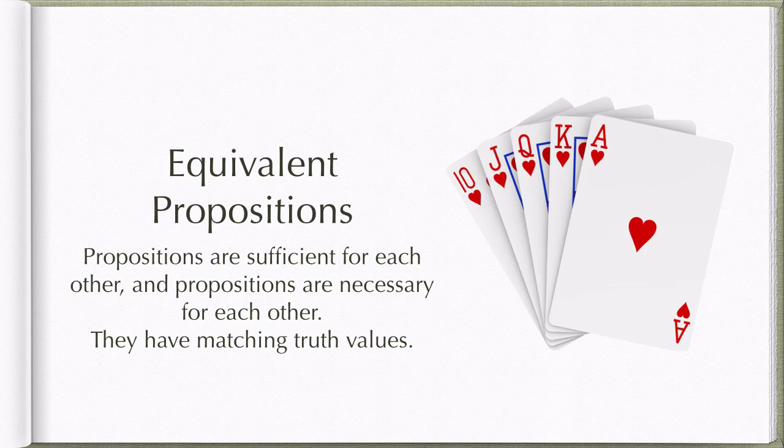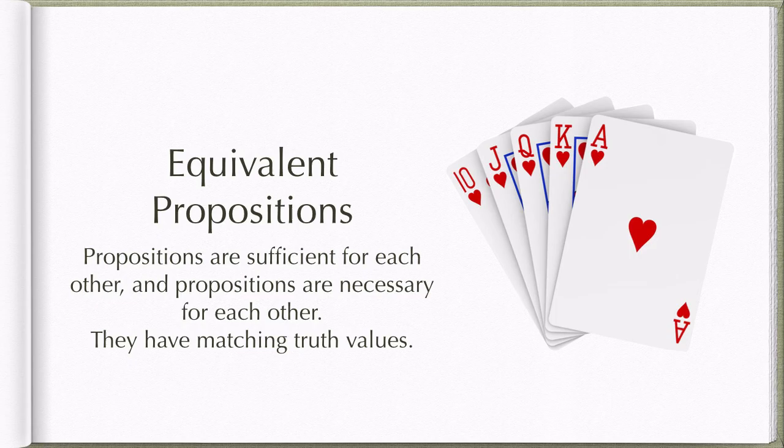Recall that one proposition is sufficient for another just in case the truth of the first means that the second is also true. Thus, true makes true. So, if two propositions are sufficient for each other, if one is true, so is the other. Recall that one proposition is necessary for another just in case the error of the first means that the second is also false. Thus, false makes false. So, if two propositions are necessary for each other, if one is false, so is the other. What this means is that if two propositions are sufficient and necessary for each other, they have matching truth values.